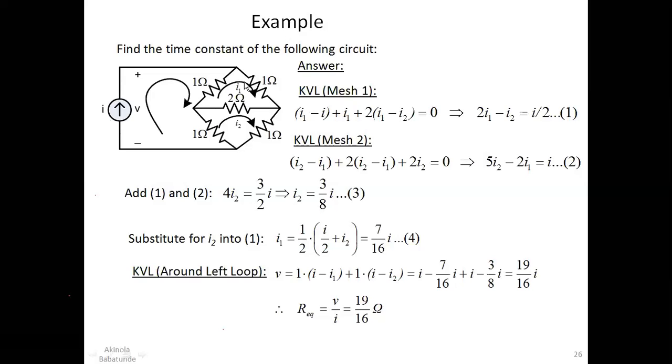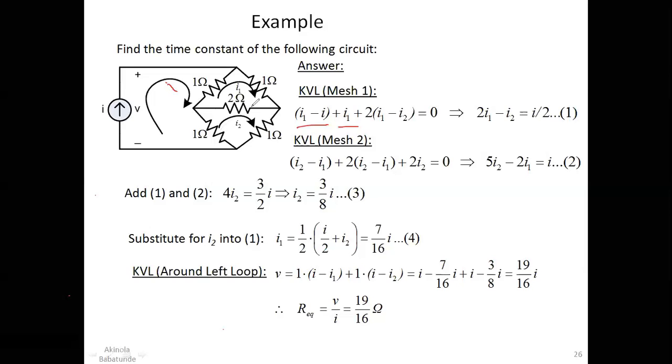So for mesh 1, the current that is passing through this resistance, since we are dealing with mesh 1, will be I1 minus I, because this is actually I. So it will just be (I1 minus I) multiplied by 1. That is why we have this here. And then for this 1 ohm, you see that only I1 is passing through this 1 ohm. So you have I1 multiplied by 1. You have this here.